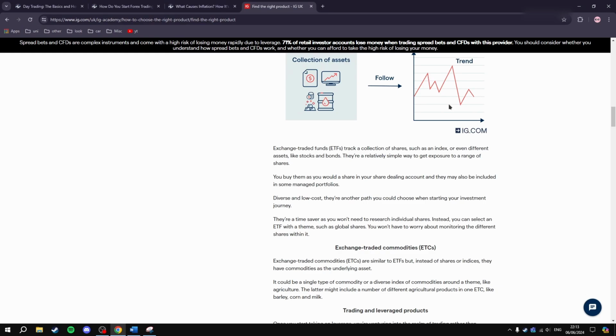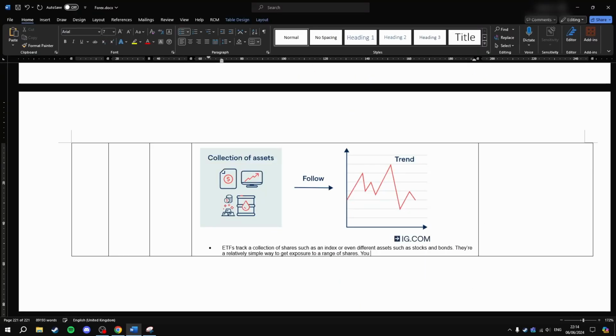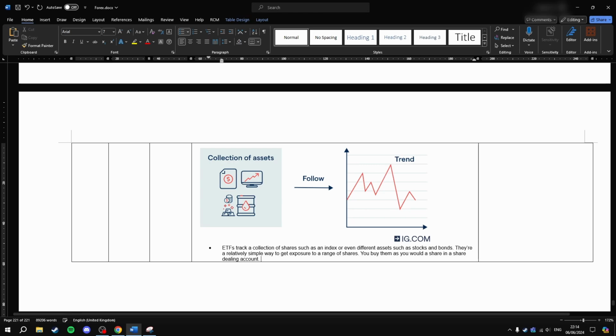You buy them as you would a share in your share dealing account, and they may also be included in some managed portfolios.